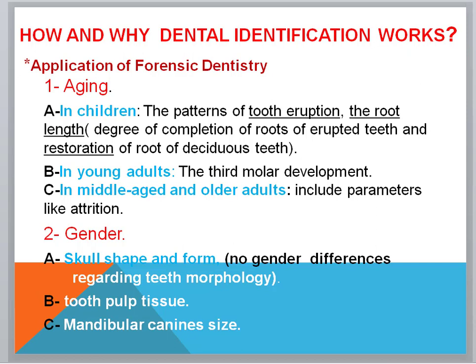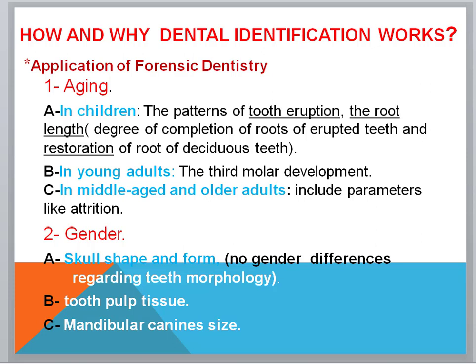How dental identification works, or what we call the application of forensic dentistry. Number one, aging of the victim. A, in children, the pattern of tooth eruption, the root length, degree of completion of roots of erupted teeth, and resorption of roots of deciduous teeth. B, in young adults, third molar development is quite clear to identify a person considered a young adult. C, in middle-aged and older adults, parameters can also include attrition.